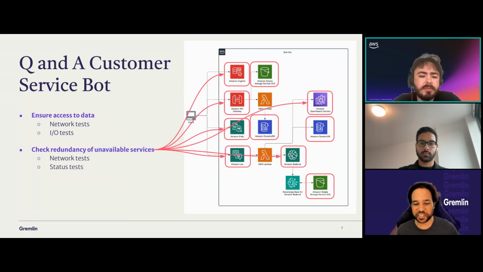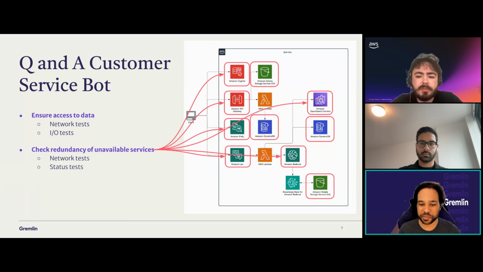Yeah, so this is a different feature that's available in Gremlin called failure flags. And a lot of what I talked about previously has had to do with infrastructure level failures.